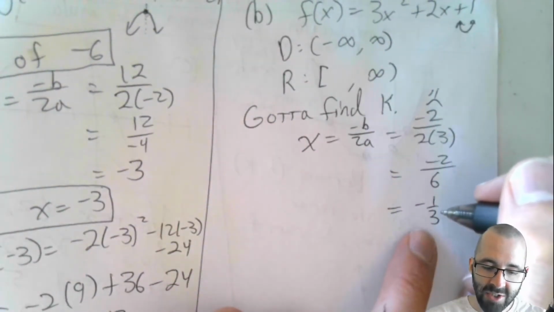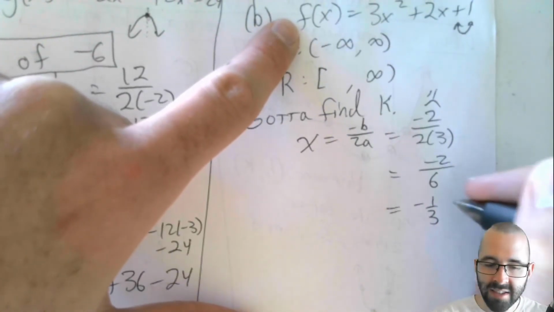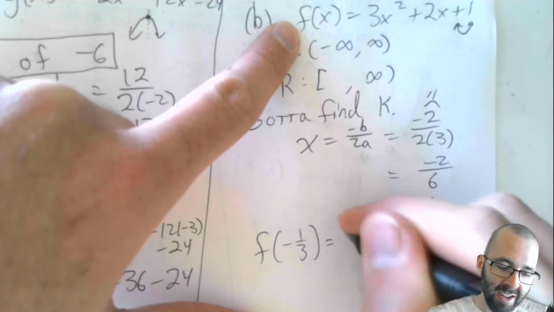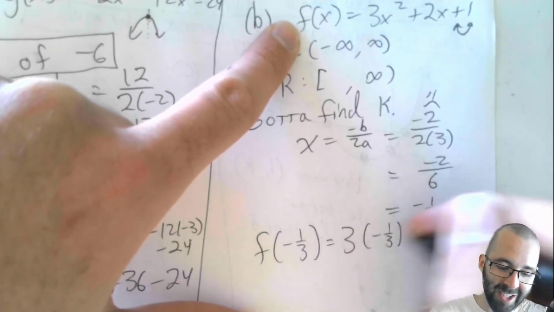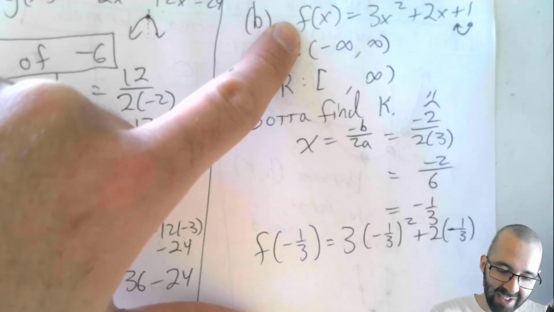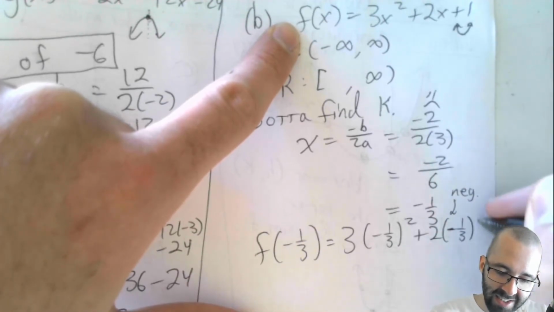So that's the h. The k value is the y coordinate on the axis of symmetry. We find f of negative a third. And that's going to be 3 times negative a third squared plus 2 times negative a third. Ooh, that's a negative. It doesn't look like one. I'm going to write a note to myself because I can't tell. Plus 1.